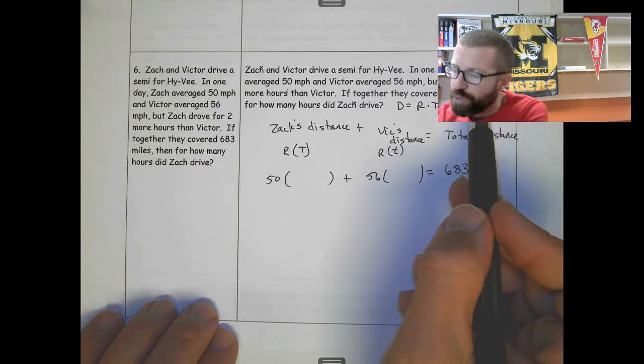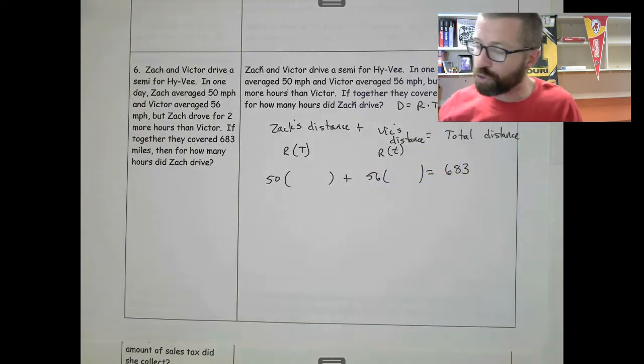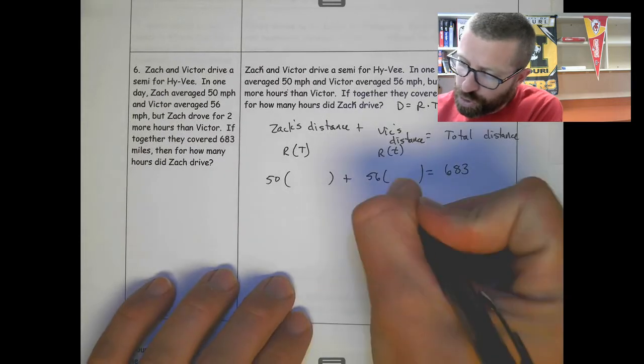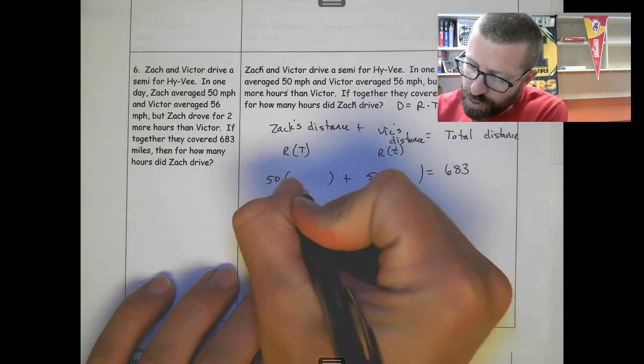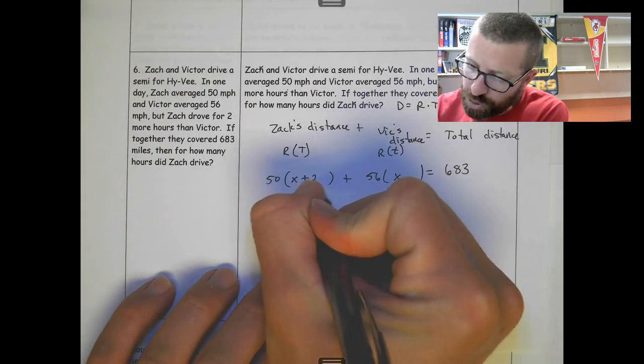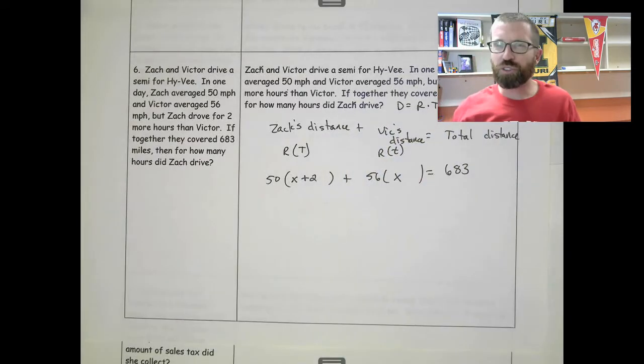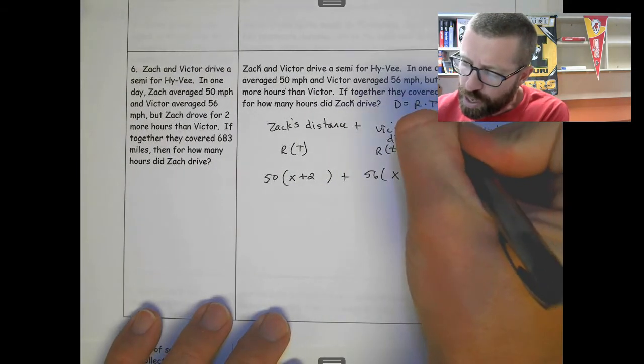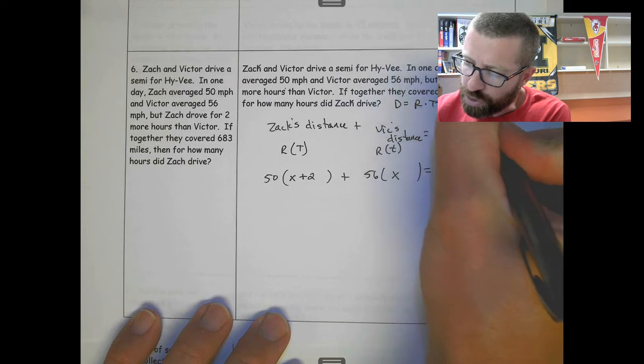And then we've got to figure out how long they drove. Well, we don't know too much, but we do know Zach drove 2 more hours than Victor. So if x is Victor's time, then Zach's time is x plus 2. And that's probably the most difficult part of writing this equation. So make sure you pause that and take a minute to think of that. We'll say x is Vic's time.